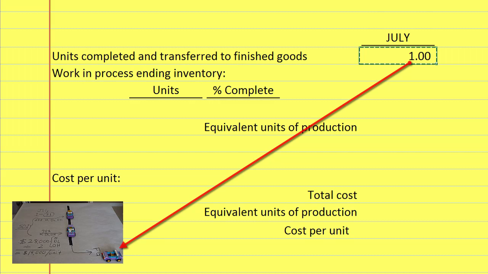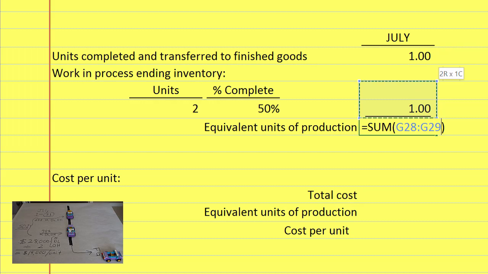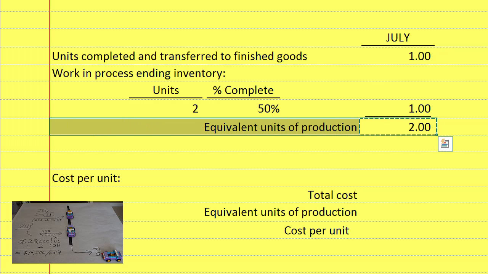1 unit rolled off the end of the assembly line, and we had 2 units left in ending work in process inventory, and those were on average 50% complete. So let's multiply those 2 together. 50% times 2, and that gives me the equivalent of 1 full unit in those 2 partially completed units on the assembly line, and there's my productive effort for the month of July. Equivalent full units of production, 2.